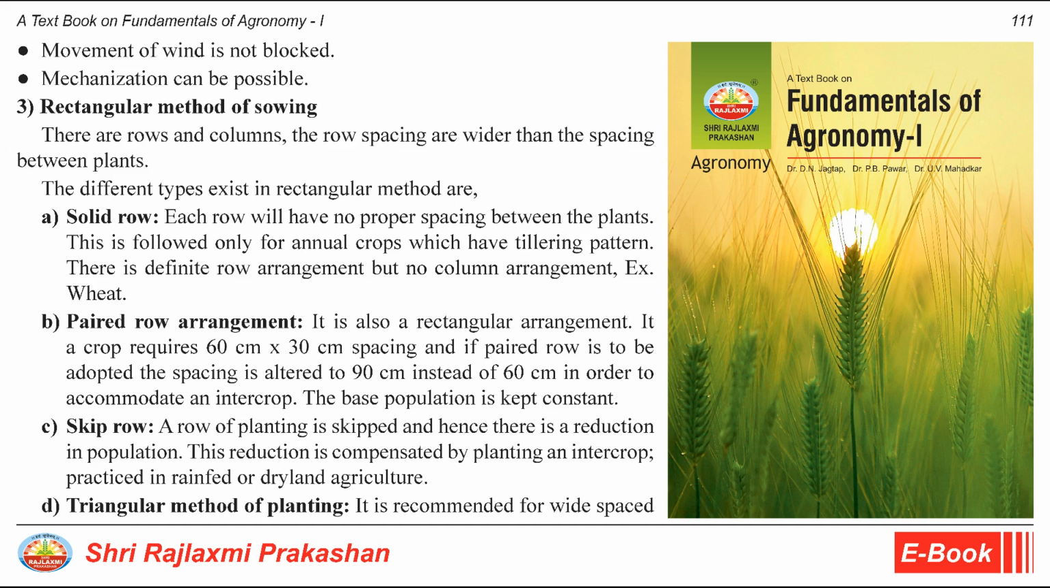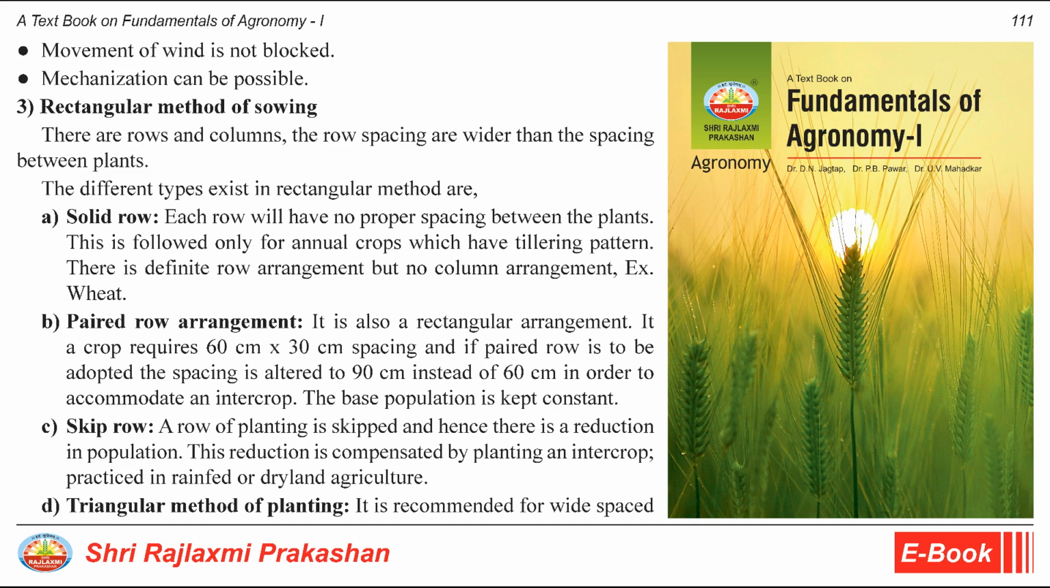It is also a rectangular arrangement. If a crop requires 60 centimeters by 30 centimeters spacing, and if paired row is to be adopted, the spacing is altered to 90 centimeters instead of 60 centimeters in order to accommodate an intercrop. The base population is kept constant. Point C. Skip row. A row of planting is skipped and hence there is a reduction in population. This reduction is compensated by planting an intercrop, practiced in rain-fed or dryland agriculture.